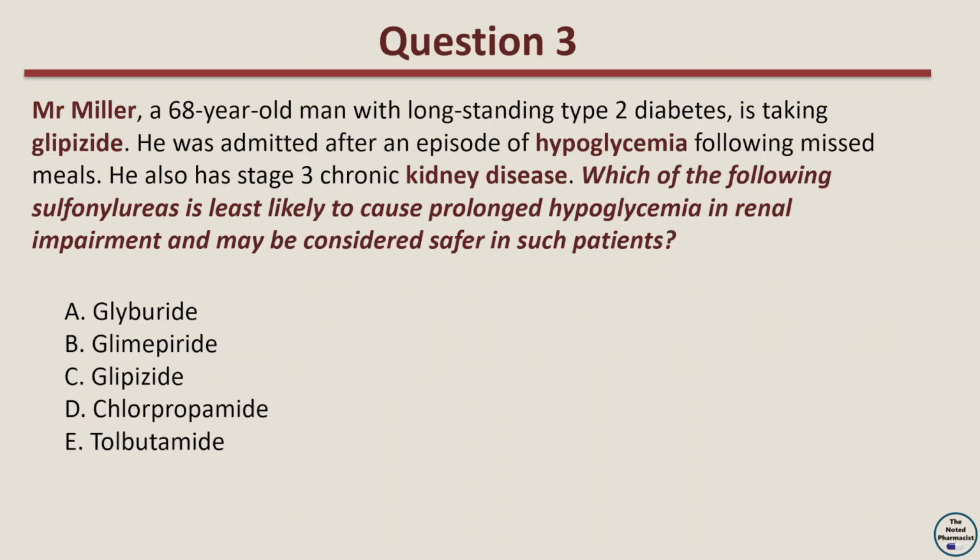Question 3. Mr. Miller, a 68-year-old man with long-standing type 2 diabetes, is taking glipizide. He was admitted after an episode of hypoglycemia following missed meals. He also has stage 3 chronic kidney disease. Which of the following sulfonylureas is least likely to cause prolonged hypoglycemia and renal impairment and may be considered safer in such patients? Option A, glyburide. Option B, glimepiride. Option C, glipizide. Option D, chlorpropamide. Option E, tolbutamide.